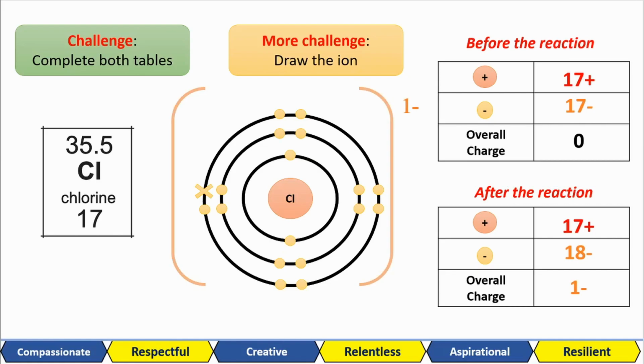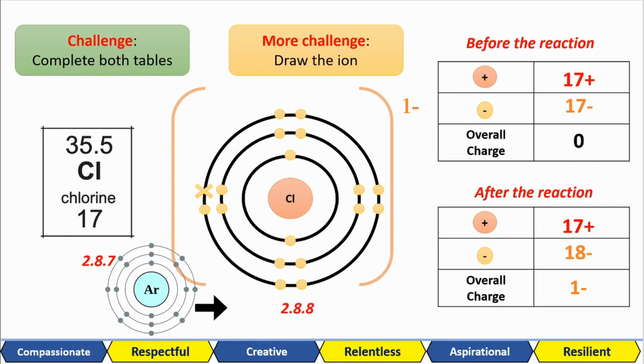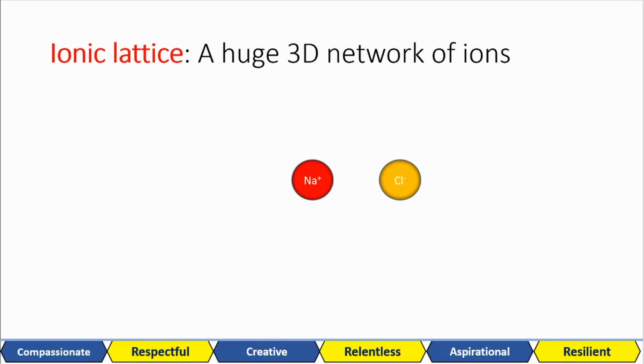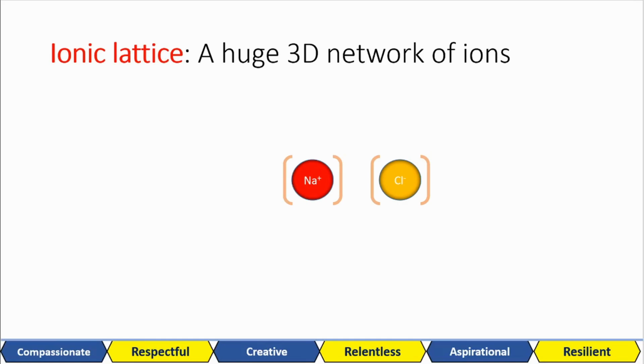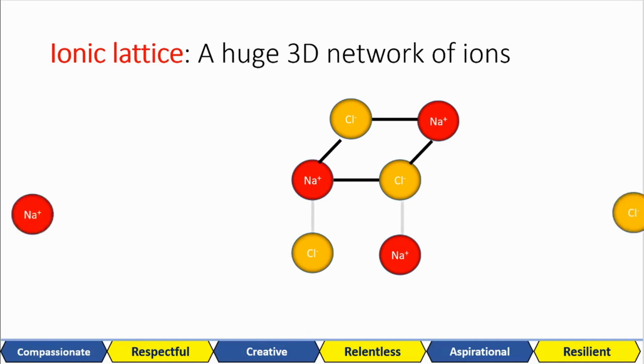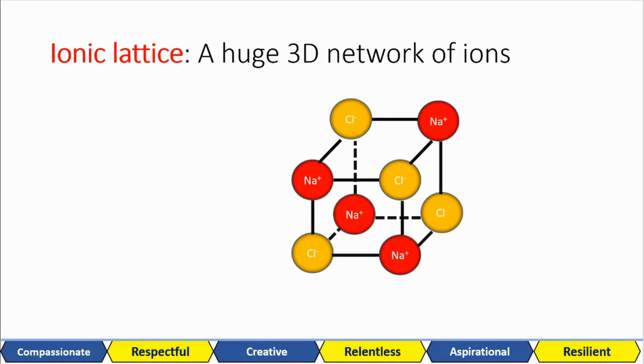Our configuration went from 2,8,7 to 2,8,8, which is the configuration not for neon this time, but for argon, which is another noble gas. When oppositely charged ions are formed, they attract each other due to the electrostatic forces between them. Remember that these charges are spread all around the ion. That means that millions of ions can join up, making a giant ionic lattice.